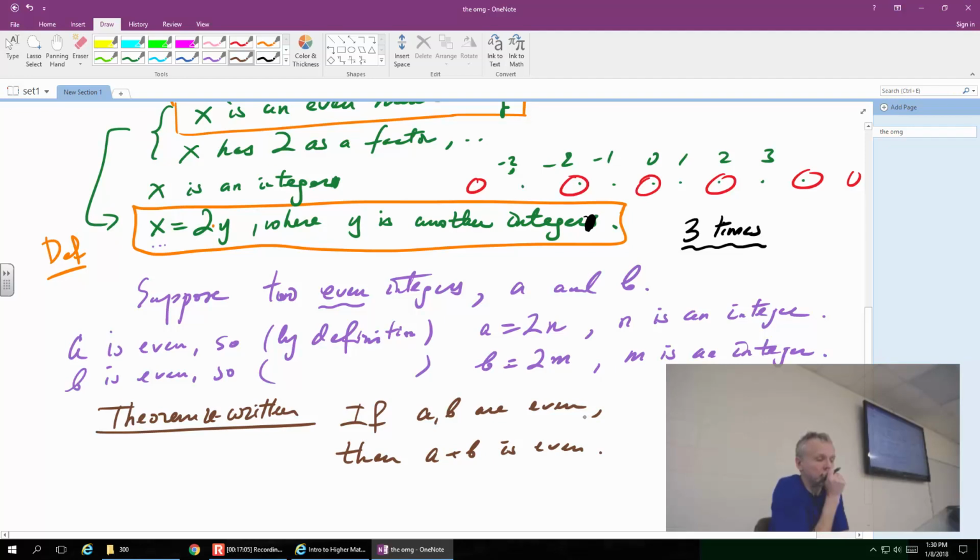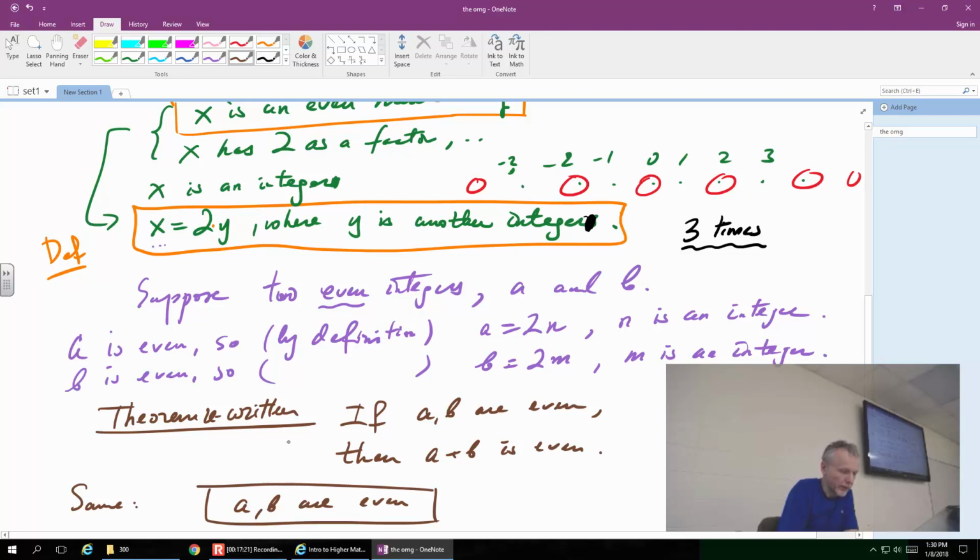Okay. So I also want to introduce this notation that is commonly used and makes things slightly shorter. So say A, B are even, the hypothesis or condition. Then is often replaced with this symbol. A plus B is even.